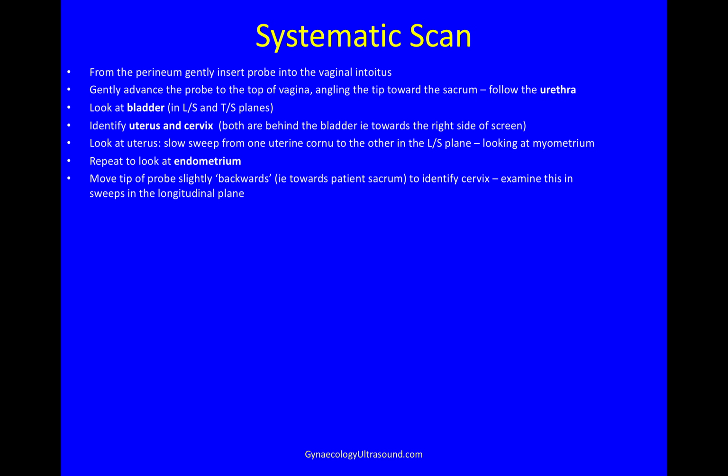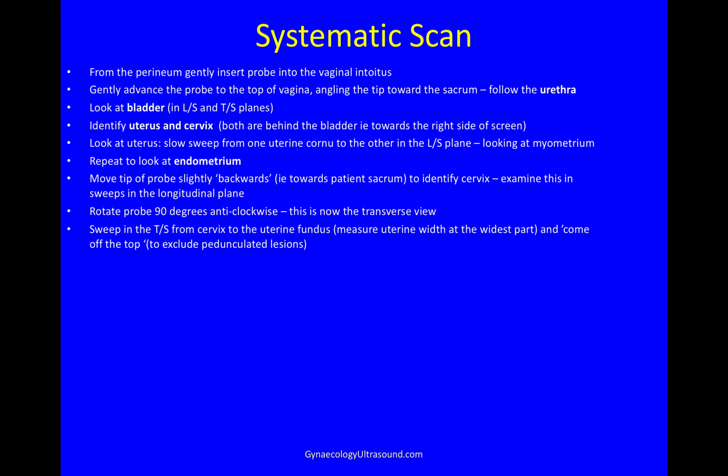Now move the tip of the probe slightly backwards toward the patient's sacrum to look at the cervix and examine this in sweeps in the longitudinal plane. Now rotate your probe 90 degrees anti-clockwise and you're now in the transverse view. Sweep in the transverse view from cervix to uterine fundus and come off the top to make sure there's nothing pedunculated there. And then in the transverse plane, slowly sweep down to include the cervix again.